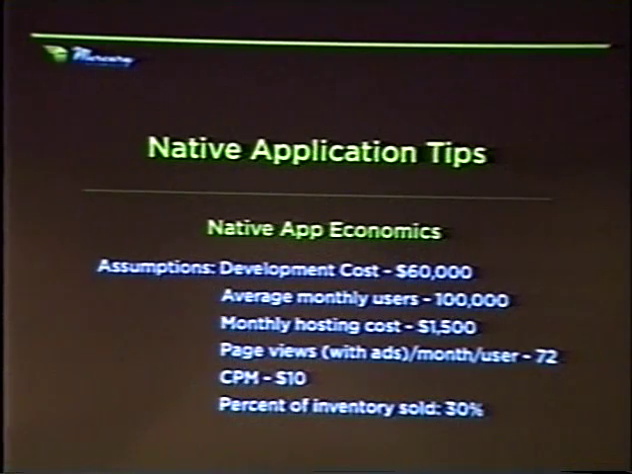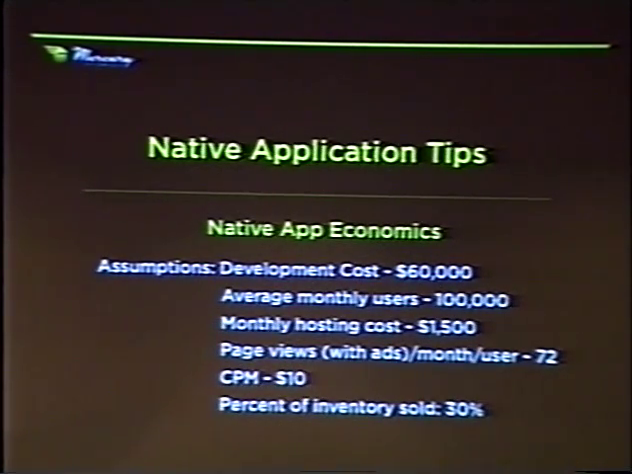This little model was drawn from real-life experience. So let's make an assumption. Let's assume you spend $60,000 to build an app, and you have average monthly users of 100,000. And that you spend $1,500 a month to host the app, to keep it up to date, to run it. And let's assume that you get 72 page views per month. That's a reasonable assumption from users.